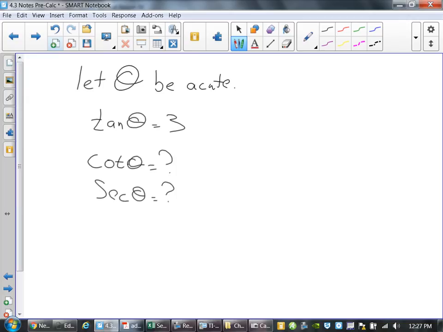So this works out to be really straightforward. We're going to draw a right triangle, pick a theta. That's not the right angle, obviously. Tangent would be what over what? Opposite over adjacent. So my opposite of theta has to be how much? And what's my adjacent? What's my hypotenuse? Very good. Square root of 10. 3 squared plus 1 squared.